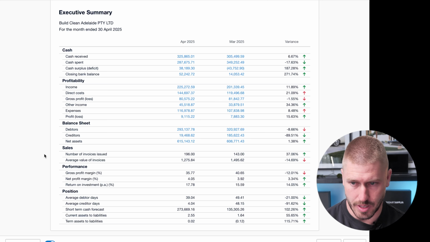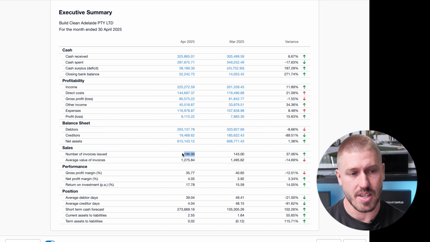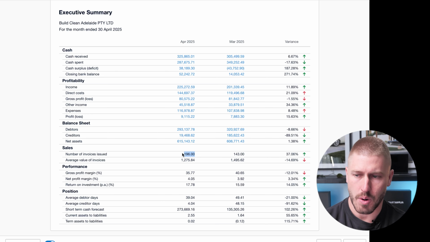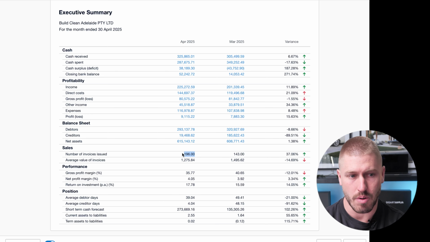And you may have an example here. I mean, let's use the live numbers that we have here. 196 invoices were sent at an average value of $1,200 per invoice. Now that would say that in comparison to the month before, we did almost the same revenue, but we did 37% more invoices. So that would have felt like a really busy month. It would have felt like we were doing a lot, but we didn't really achieve much more.